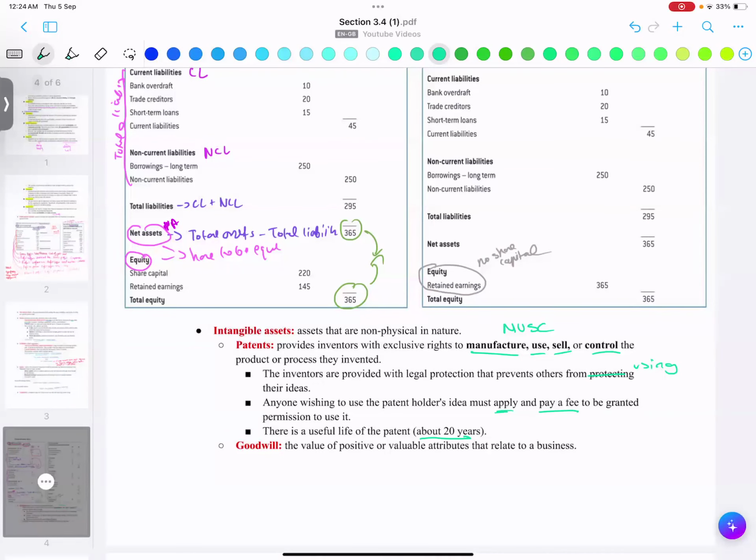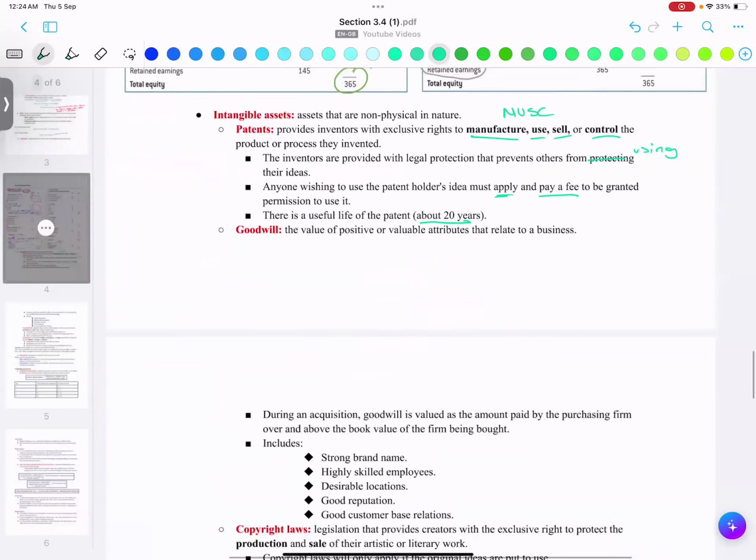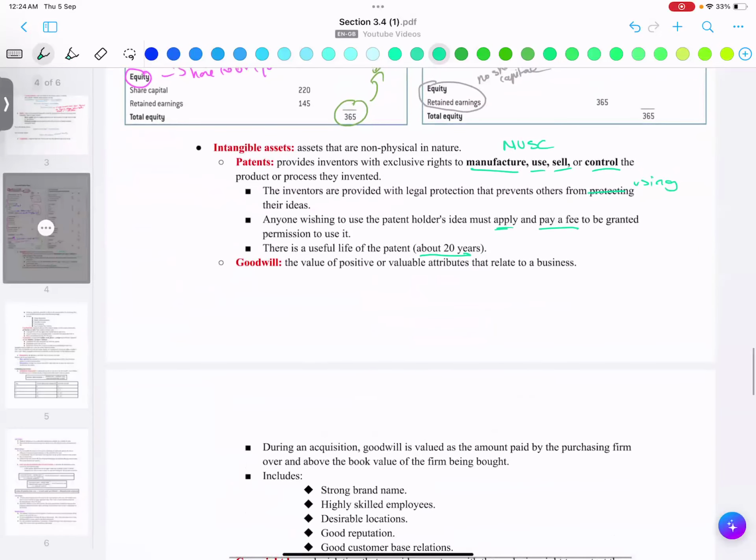Now, the second type we have is goodwill. That is the value of positive or valuable attributes that relate to a business. During an acquisition, when a business is acquiring another one, so they're buying it, and when it's hostile, it can be a takeover, goodwill is valued as the amount paid by the purchasing firm over and above the book value of the firm being bought. Basically, they check how much the firm is actually worth.